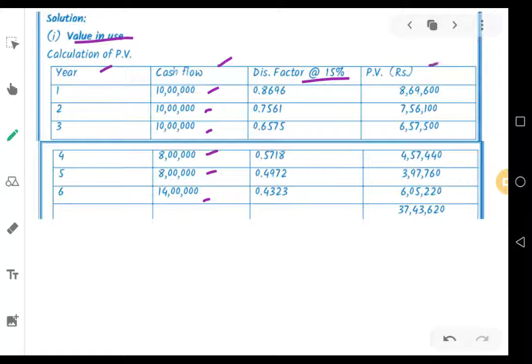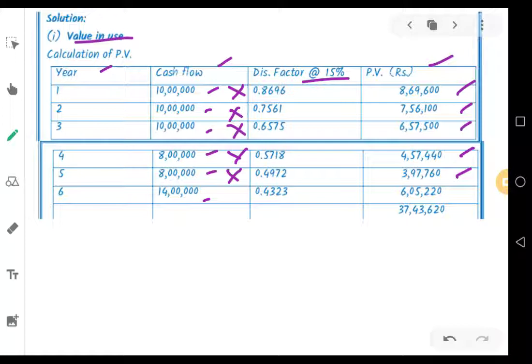The last column you can calculate by multiplying the cash flow and discounting factor. So 10 lakhs multiplied with 0.8696, you will get 8,69,600. Then again 10 lakhs multiplied with 0.7561, you will get 7,56,100. And next 10 lakhs into 0.6575, you will get 6,57,500. Then 8 lakhs multiplied with 0.5718, you will get 4,57,440.